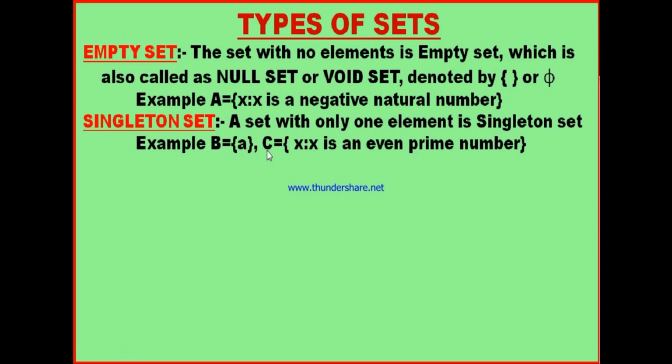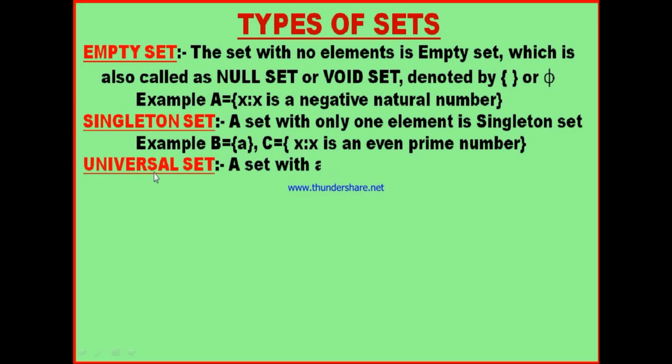Another example. C is equal to the set of x such that x is an even prime number. The prime numbers start from 2, 3, 5, 7 and so on. Out of all the prime numbers, only 2 is the even prime number. Therefore there is only one element in this set, so it is a singleton set.